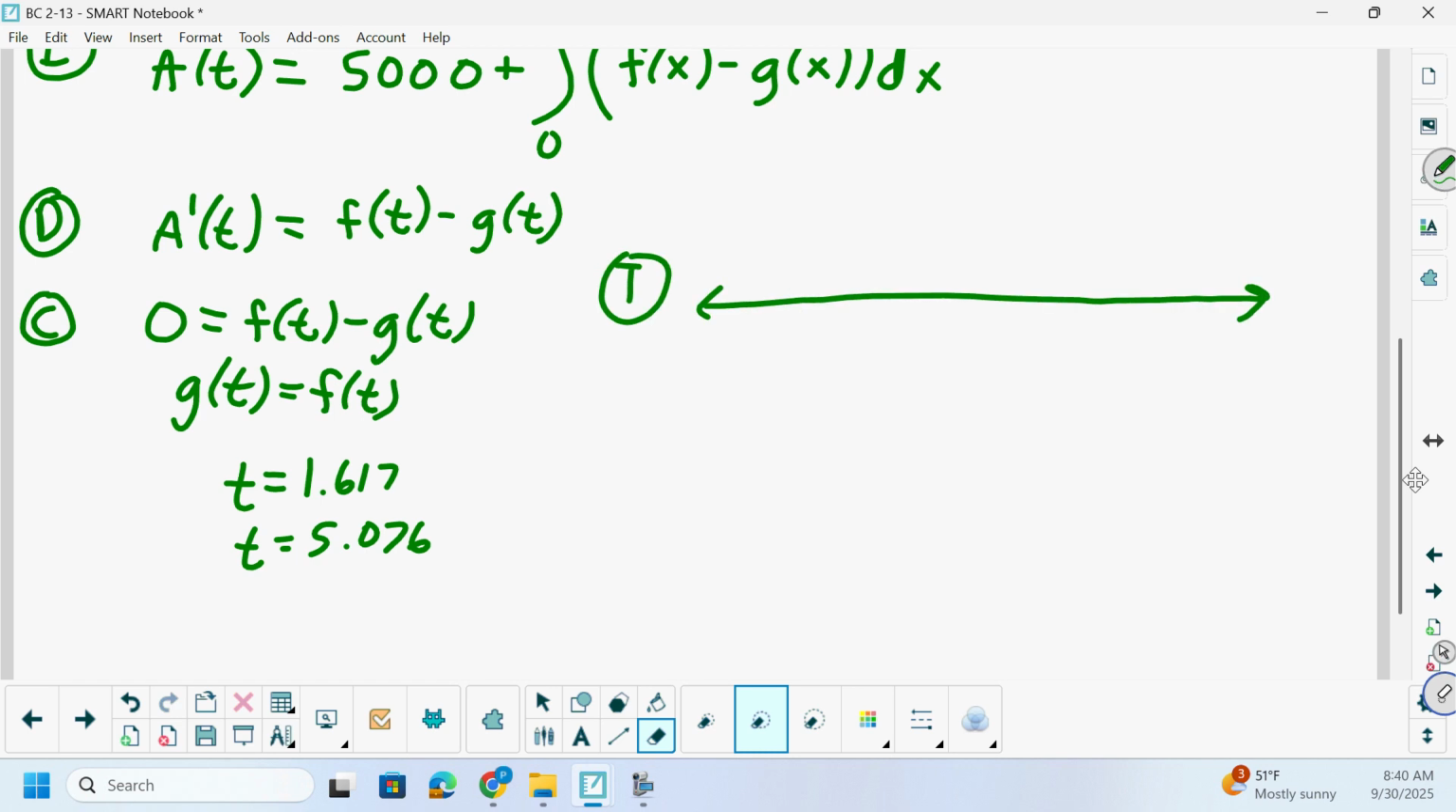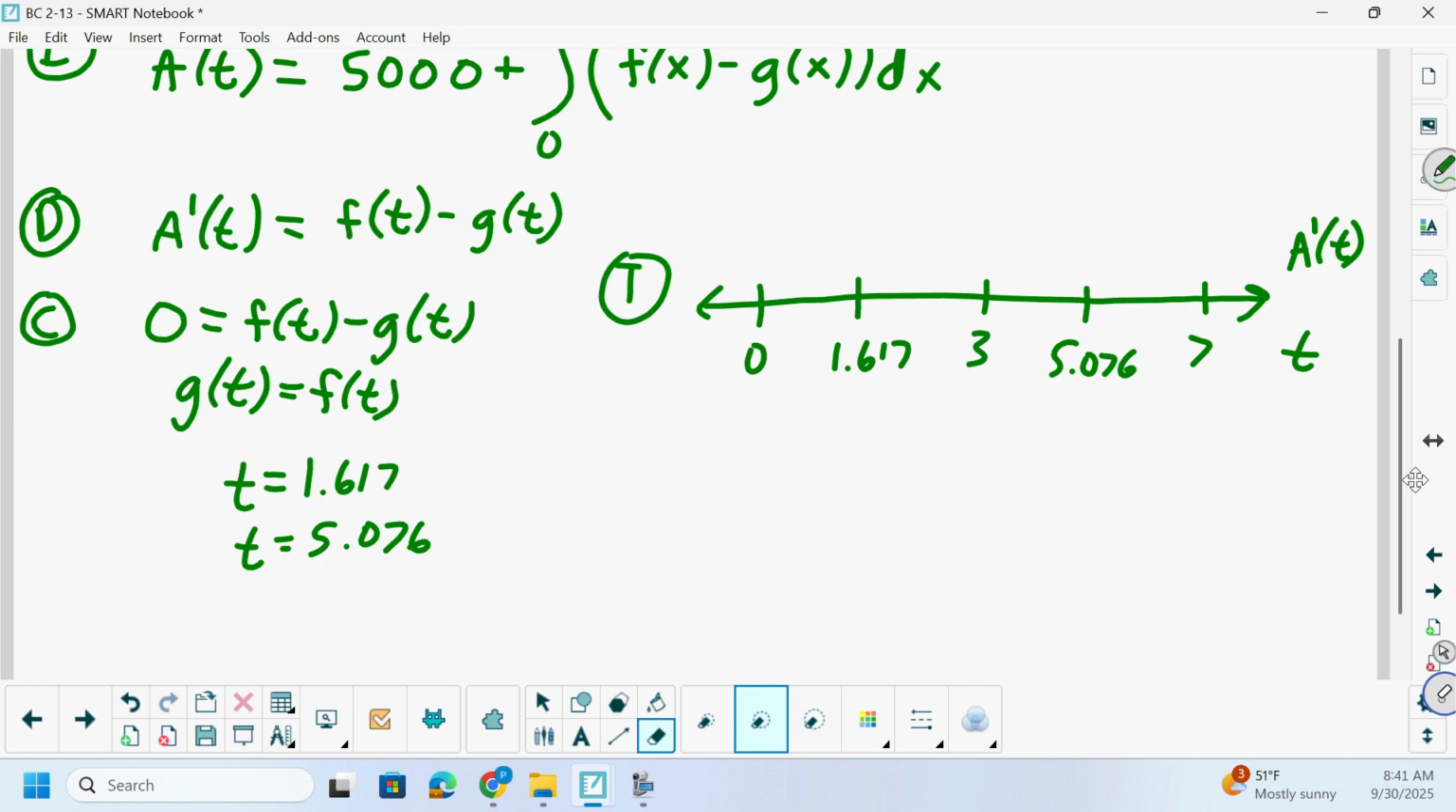On our number line, we're going to have 0, 1.617. We're going to have the 3, where that g of t, that rate function, did not exist. We'll have the 5.076, and then we'll have our end of the interval, which was 7. If we label, this is going to be A prime of t values on top and t on the bottom.